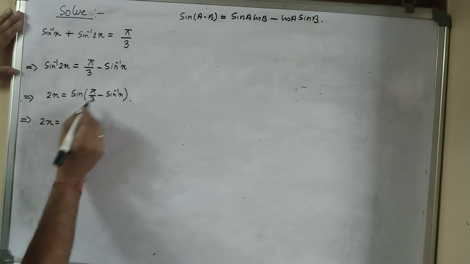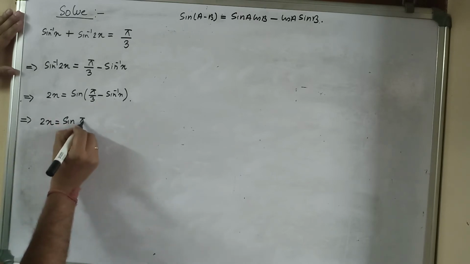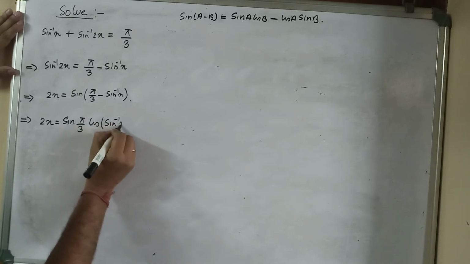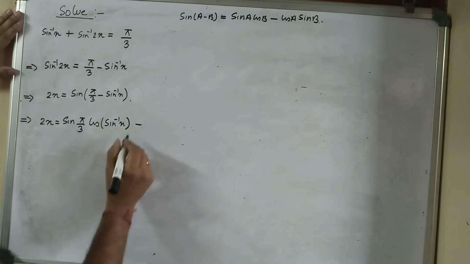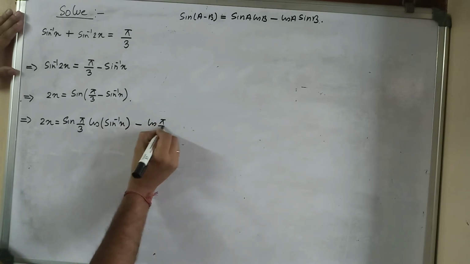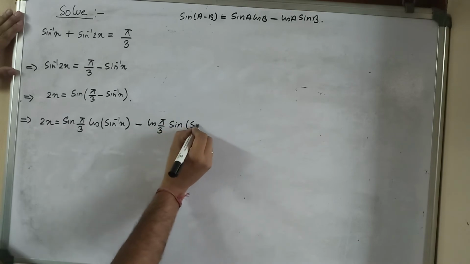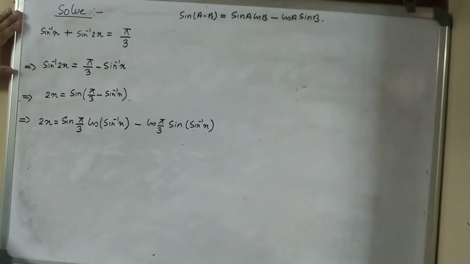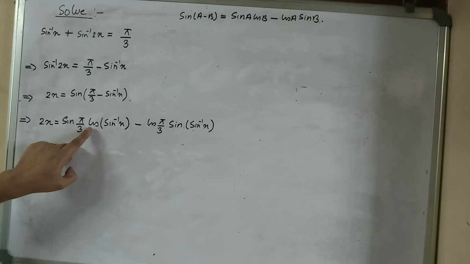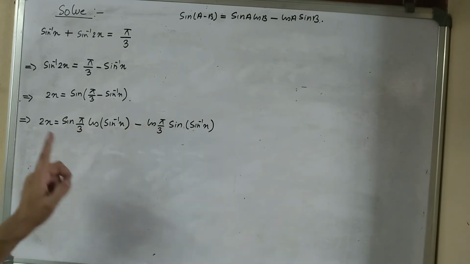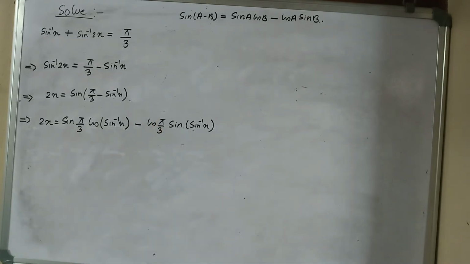Sine a minus b: sine a cos b minus cos a sine b. So sine of sine inverse x, what did I do over here? Sine a cos b minus cos a sine b.